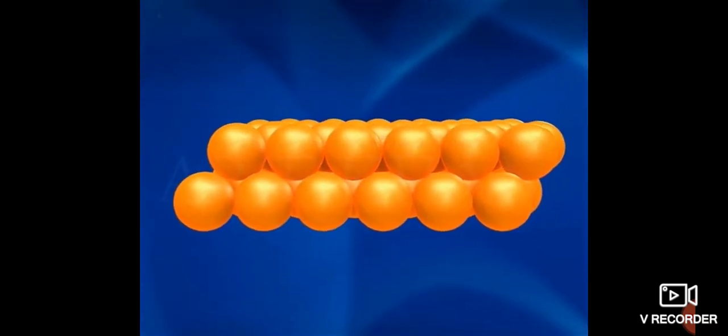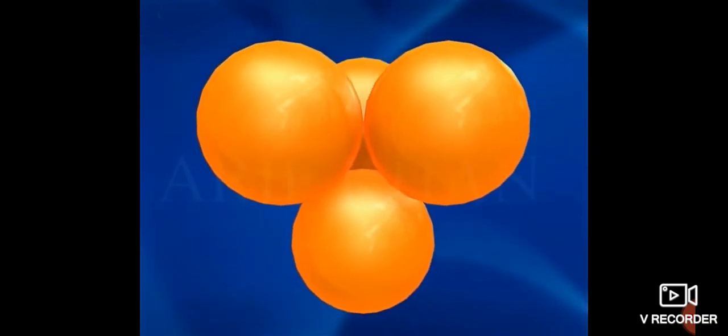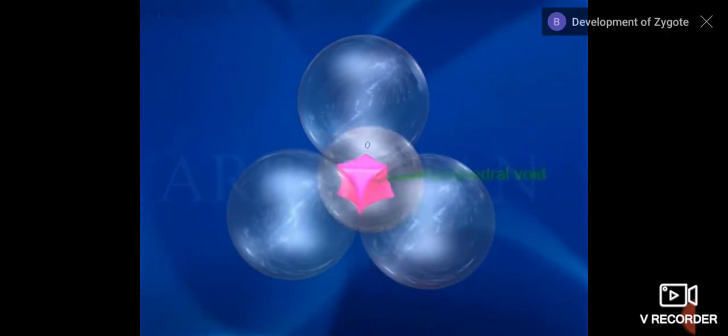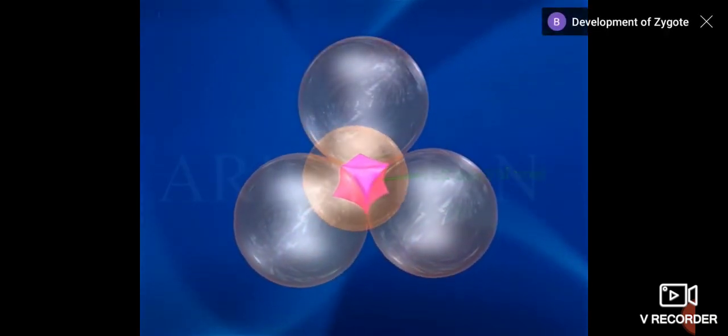Now, at some places, the particles of the second layer cover the triangular voids of the first layer. At such places, a new type of void is formed. This void is surrounded by 4 particles and is called a tetrahedral void.